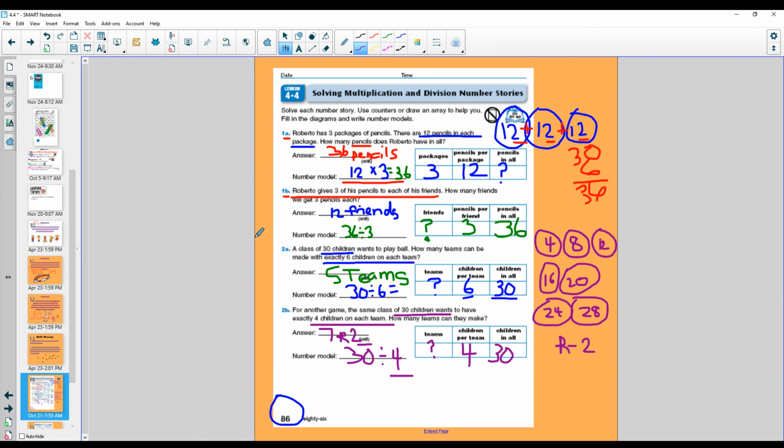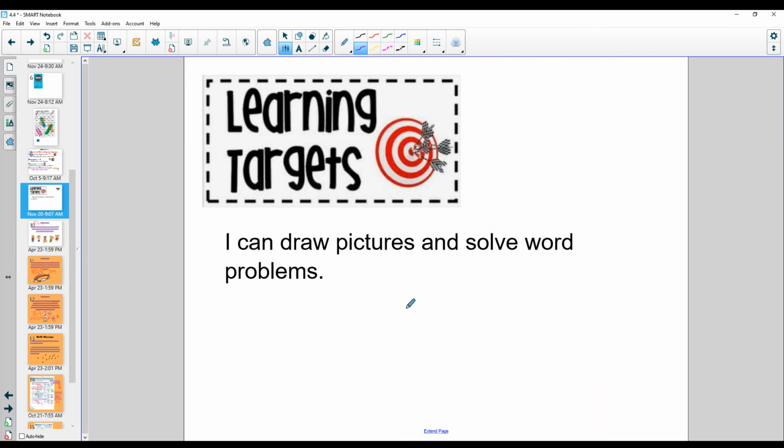So look at drawing pictures helps me be on target. I can draw pictures to solve word problems. I can make sense of the word problems to see what makes sense. Stay on target today and practice your multiplication facts.